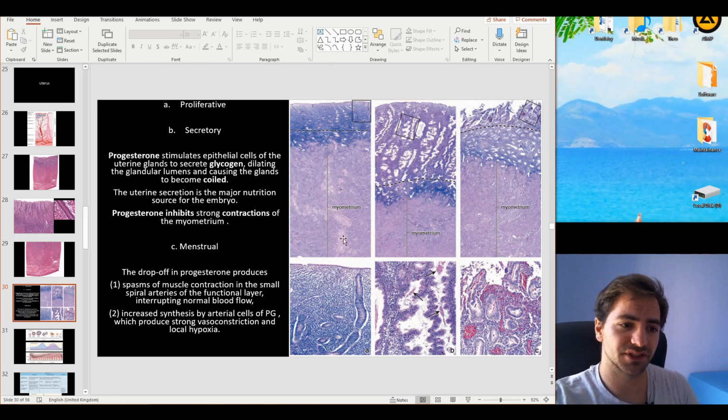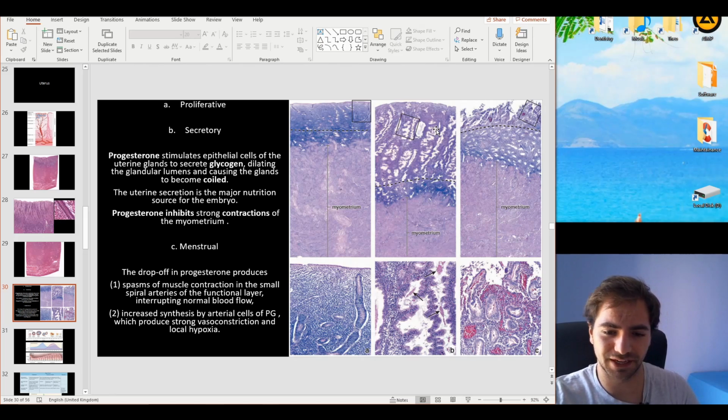Now the next phase is going to be the secretory phase. This is the difference. Exactly, this is the same magnification in both pictures, so we can see the difference between the sizes of the two. This is, statistically, more or less a tenfold increase of the thickness. And during the secretory phase, we're going to find some specific features that are being affected.